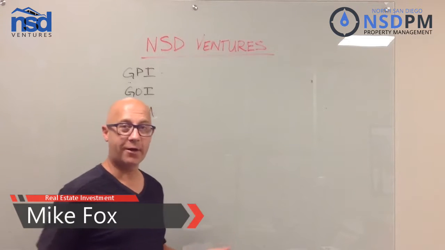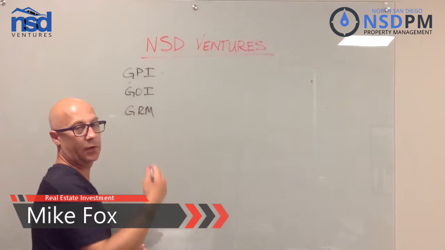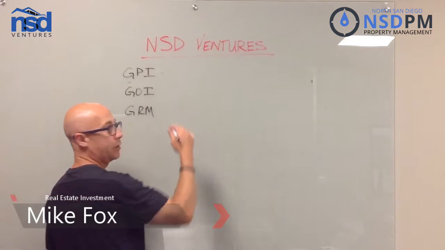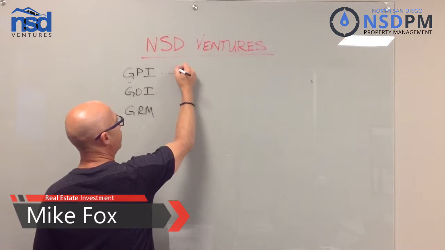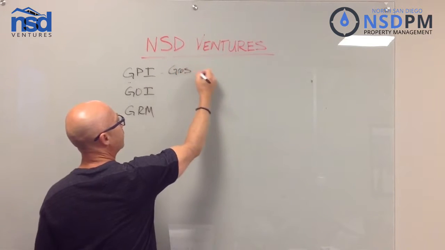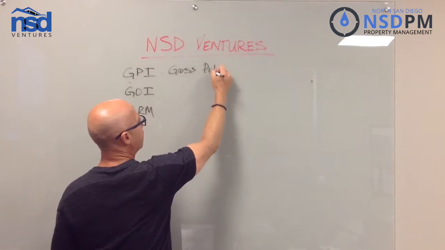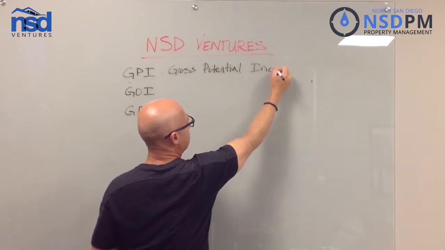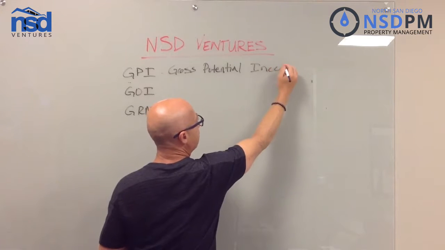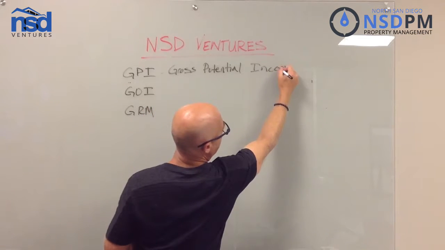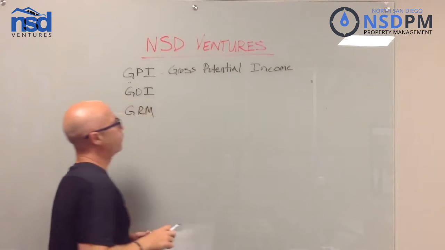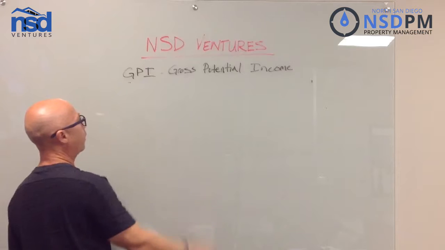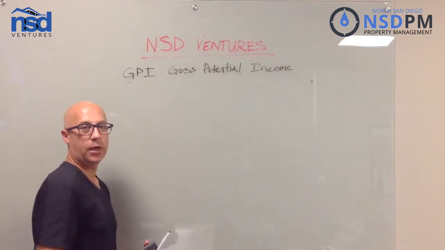Alright, so let's break down some of these acronyms for you guys. So, picked out some oldies but goodies up here. We got GPI. Anyone? No. Gross potential income. So, you know what? Let's just move these for right now. So, gross potential income, GPI.